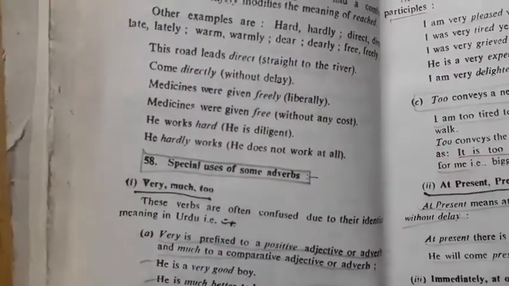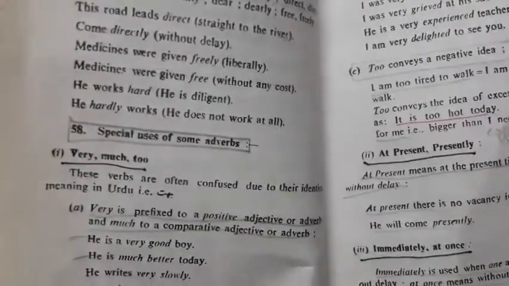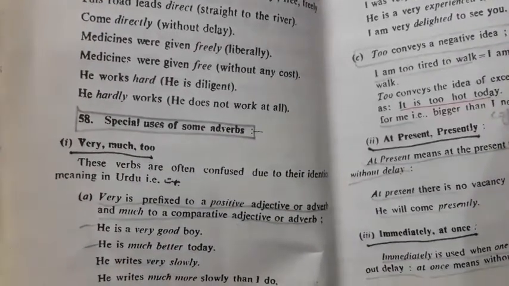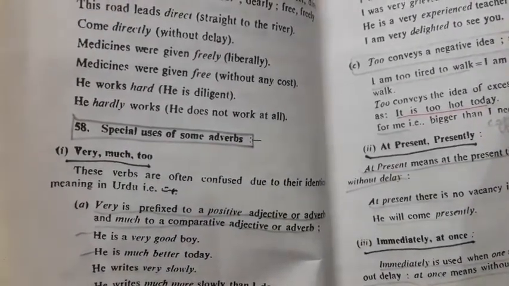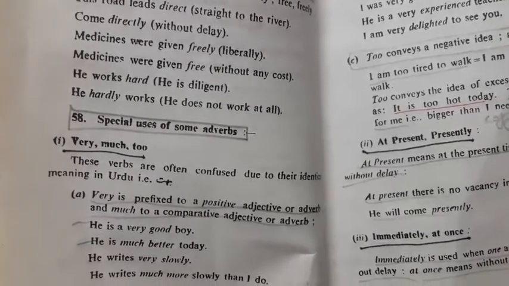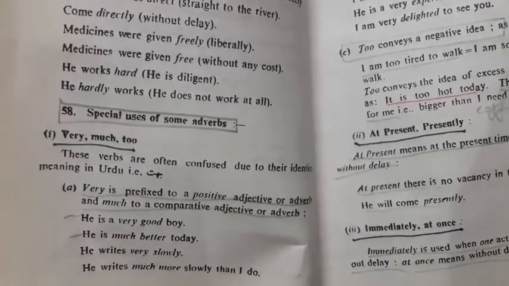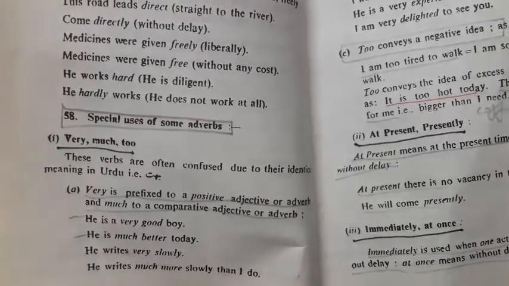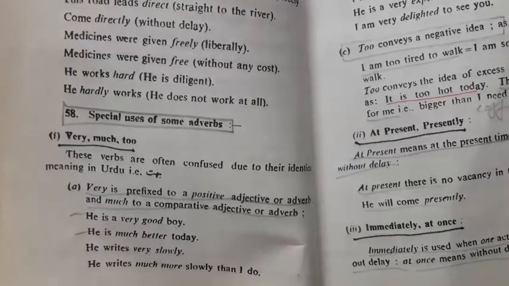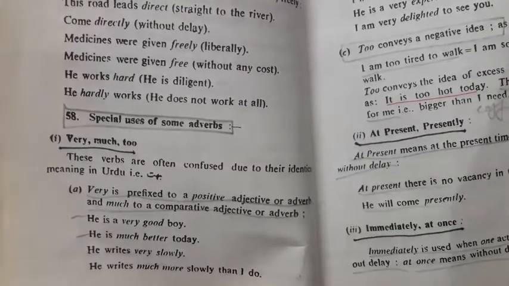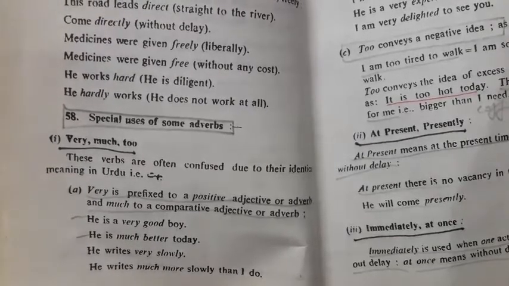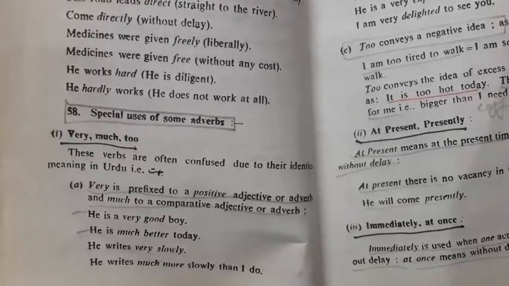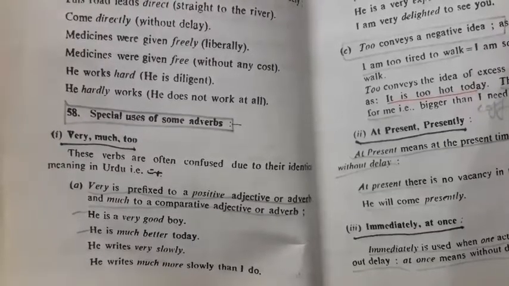Now we are going to read some special uses of adverbs. Very and much. Very is prefixed to positive adjectives or adverbs, and much to comparative adjectives or adverbs. Like, he is a very good boy. He is much better today. He writes very slowly.